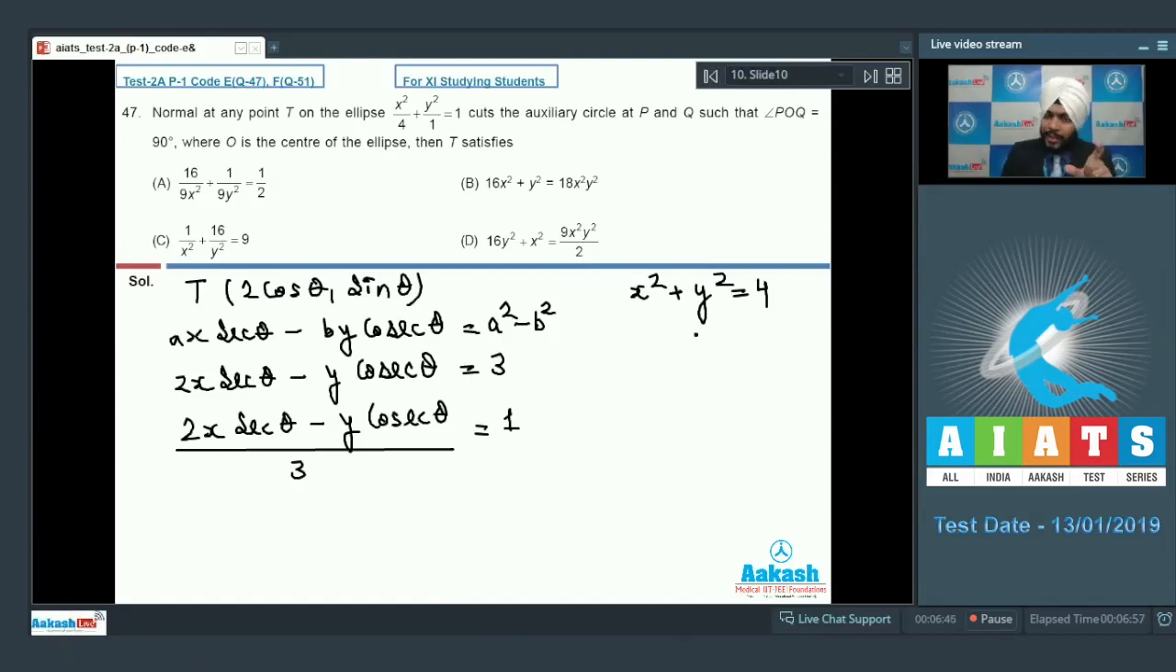So we have to homogenize x square plus y square equals 4 by using this particular line, by obtaining the value of 1, and then we have to apply the condition that angle POQ is 90 degrees. That means the angle between the pair of straight lines is 90 degrees, which means that the coefficient of x square plus the coefficient of y square will be equal to 0. That is a plus b equals 0. Okay, so let us homogenize this curve with the help of this line.